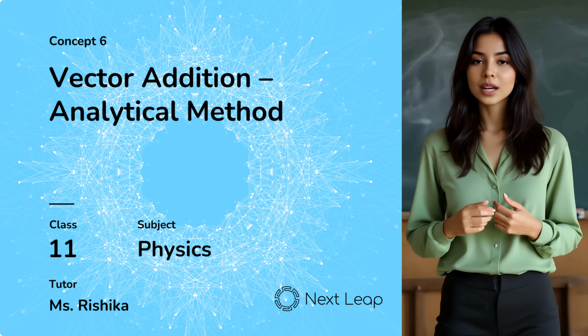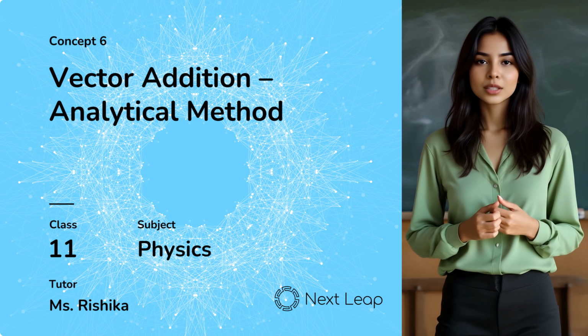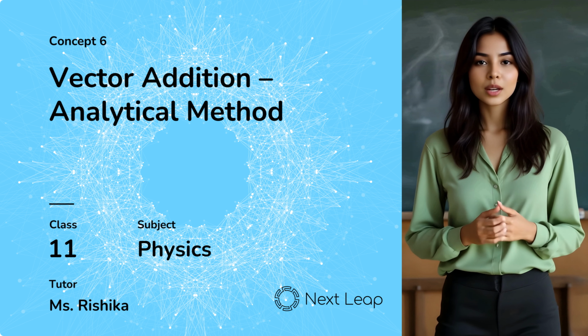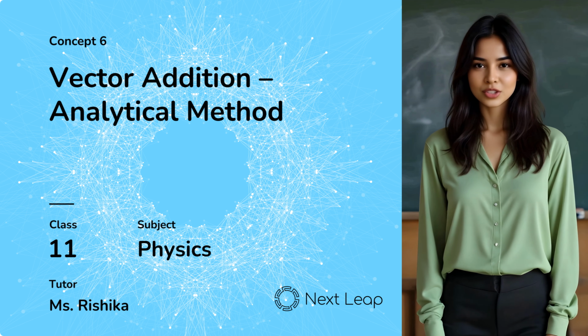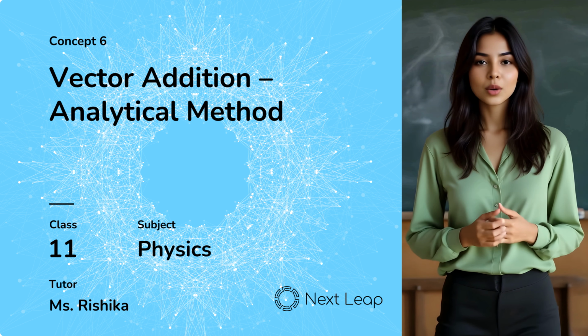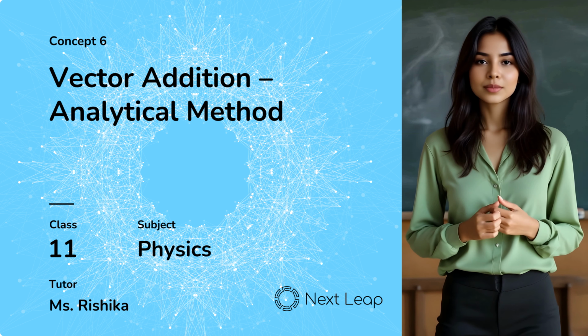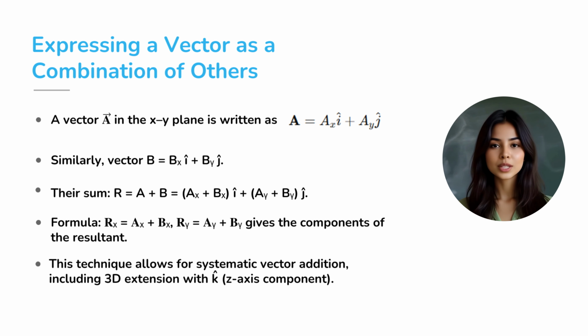As you see in the diagram, vector A can be split into two component vectors, one along vector A and one along vector B, forming a neat triangle or parallelogram setup. Now let's dive into how we express vectors in component form. Imagine a vector A. We split it into two parts, one along the x-axis and the other along the y-axis.